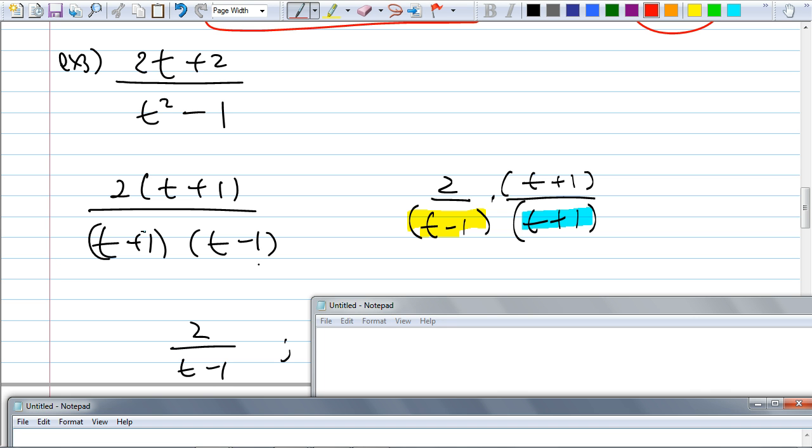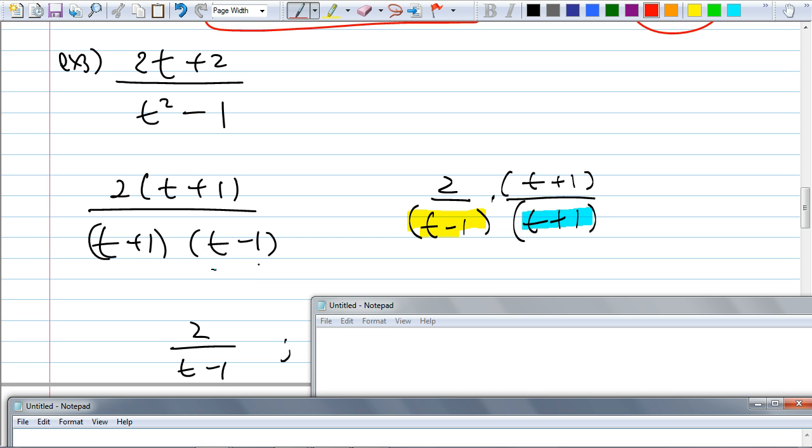Alright, so how many restrictions do you think you're gonna get? 2. Why do you think we're gonna get 2 restrictions? Yeah, because you have t plus 1 here and t minus 1. After you factor out your denominator, there are 2 possible ways for this denominator to be 0. So you can't just look at the original denominator. You still have to look at the original expression, but after you factor out the denominator, then you will know how many restrictions you will get. You're gonna get 2 restrictions, aren't you?